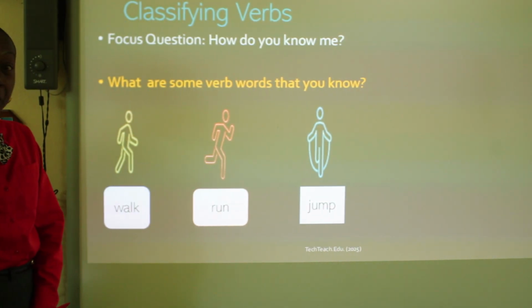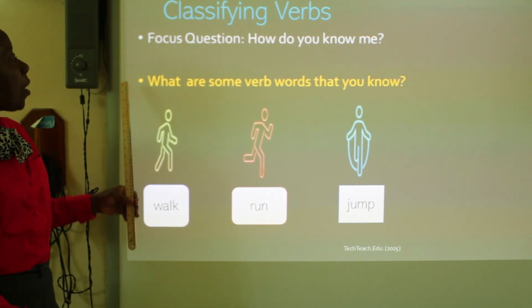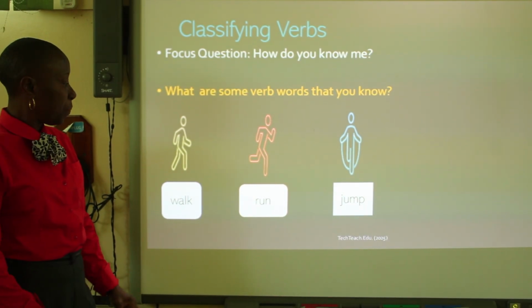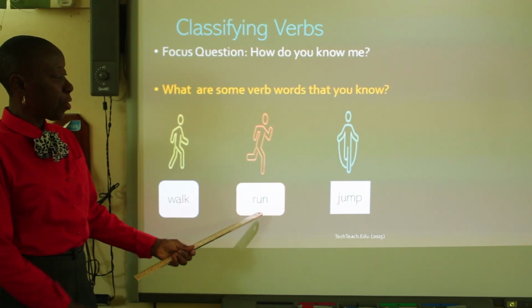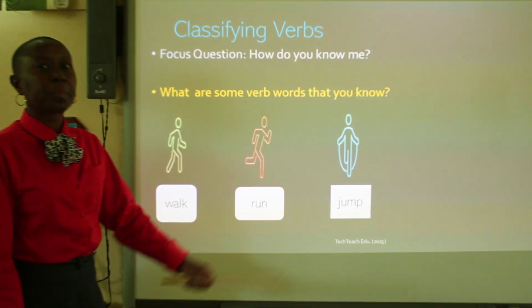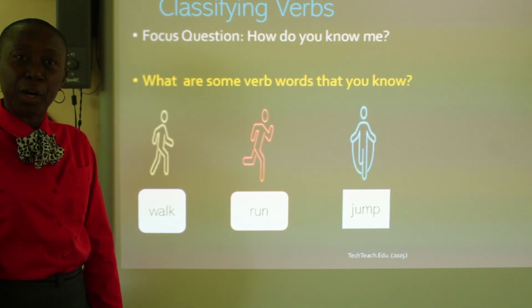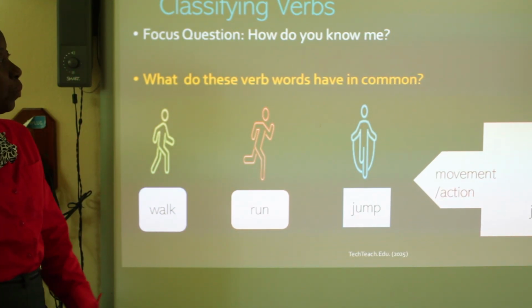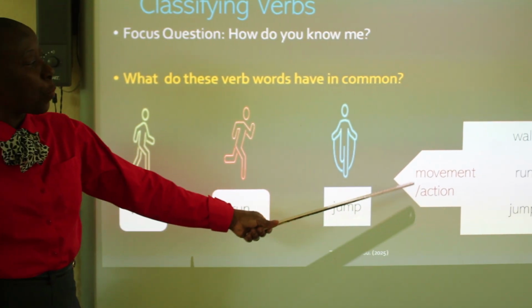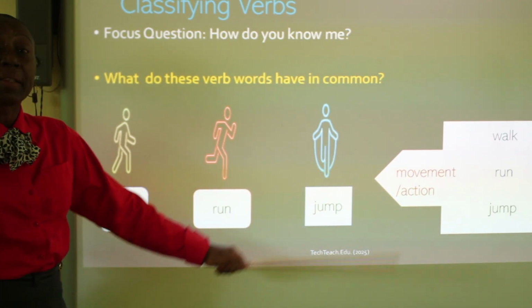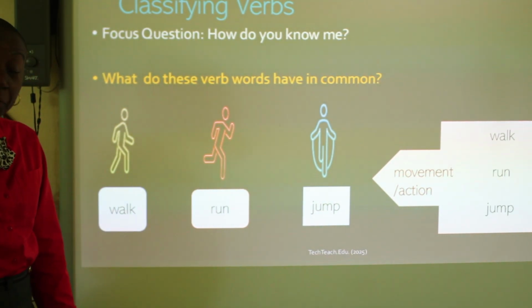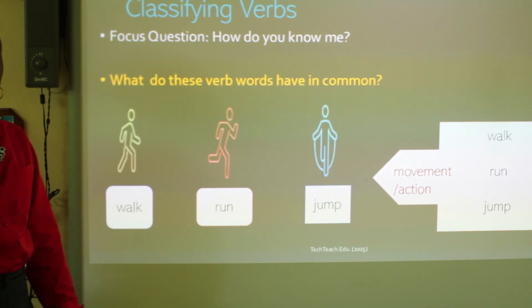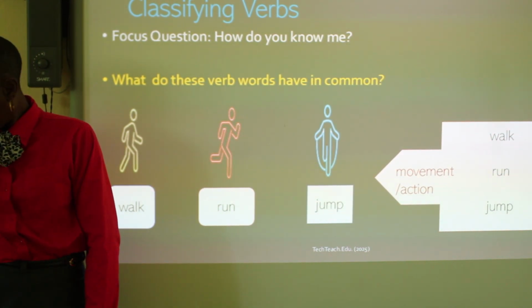The first class of verbs. What are some verb words that you know? For example, walk, run, jump. These are familiar verb words that we know, and these refer to movement or action that you are able to observe. So walk, run, jump are observable actions.